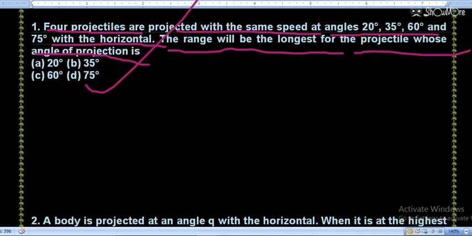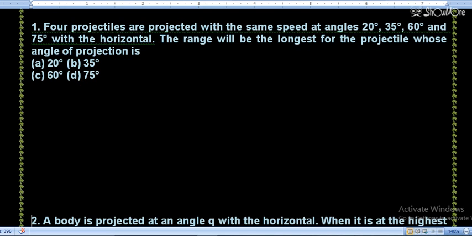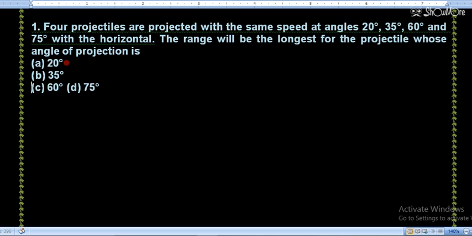So the examiner is asking about the range: for which angle the range will be maximum. The question has four options: 20 degree, 35 degree, 60 degree and 70 degree. Now students, you can try this question, you can pause the video for 30 seconds. After that we will discuss the question.